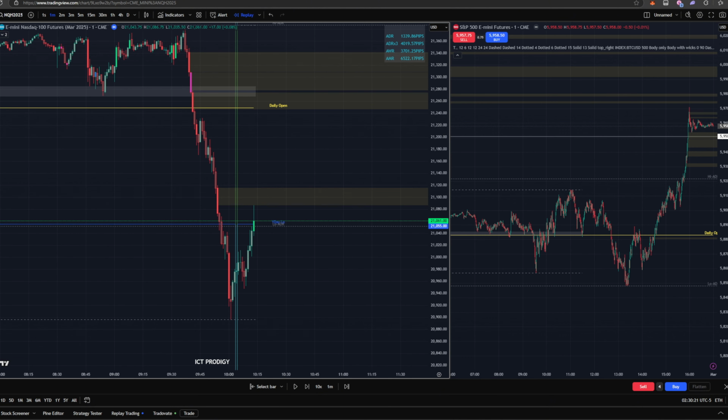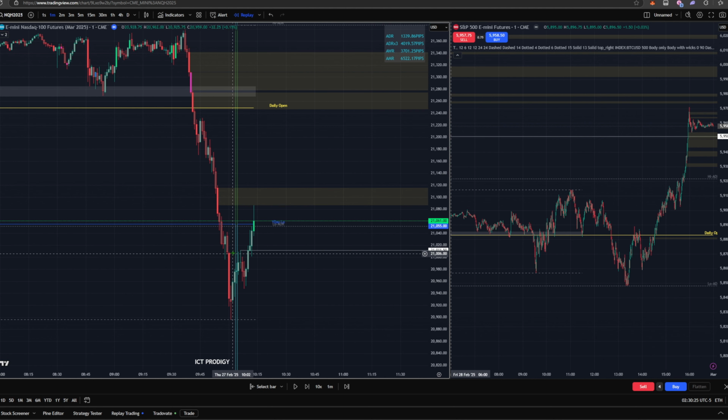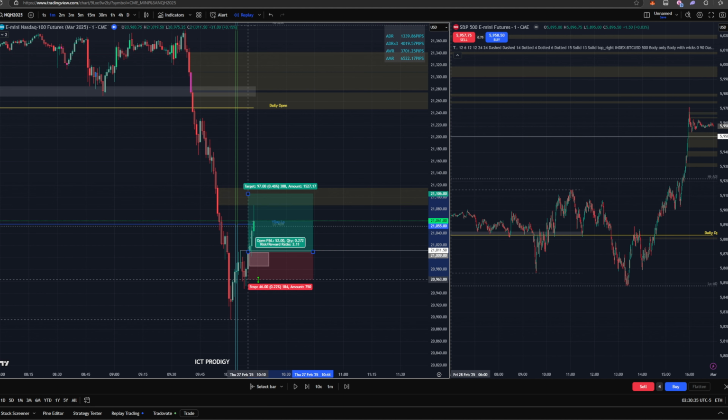So what do we have here? The exact same story, guys. Market structure shift, fair value gap inside of the zone, green vector candle present, take the trade. It's as simple as that. 25 stop right there, and then you target daily open.